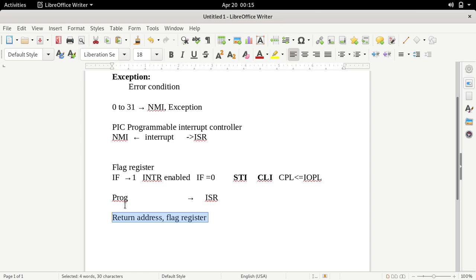When an interrupt occurs, then before transferring control to the ISR, the 80386 will save at least these two things: first one is the return address, and second one is the content of the flag register, onto the stack. At the end of the ISR, the IRET instruction is present. So when this IRET instruction is executed, what should happen? Again control should go to the interrupted program.